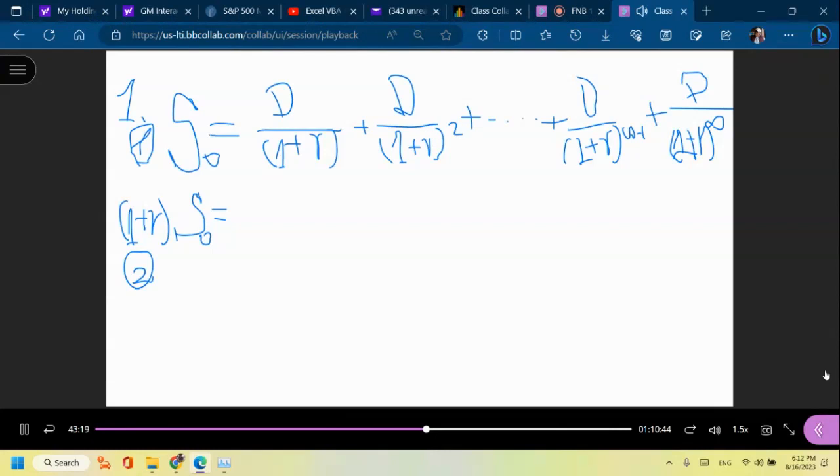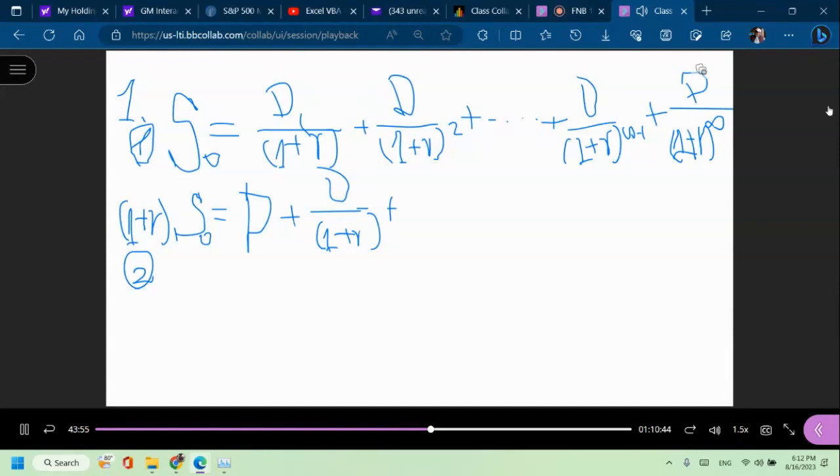And on the right-hand side, this first term will become what? It will become this times 1 plus R. So it will become just D, isn't that right? Because 1 plus R and 1 plus R cancel out. And the next one becomes D over 1 plus R, right?